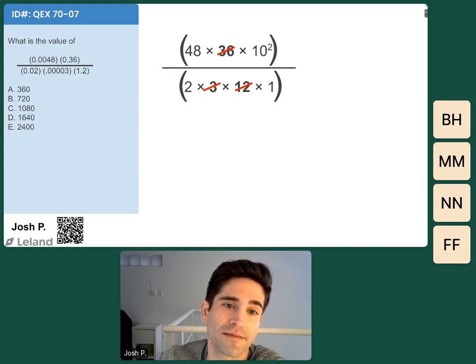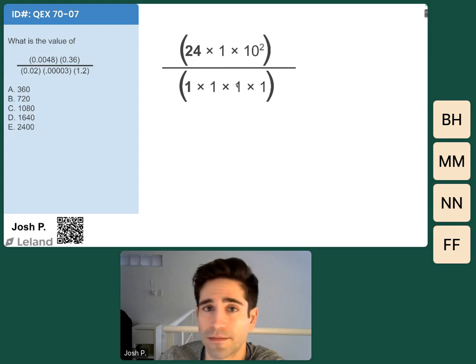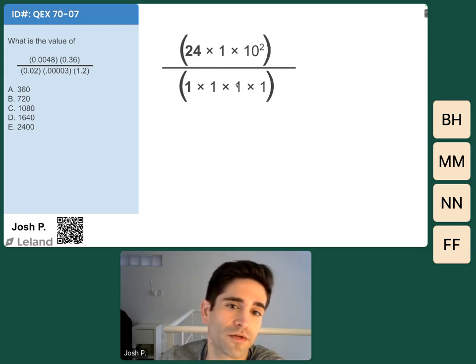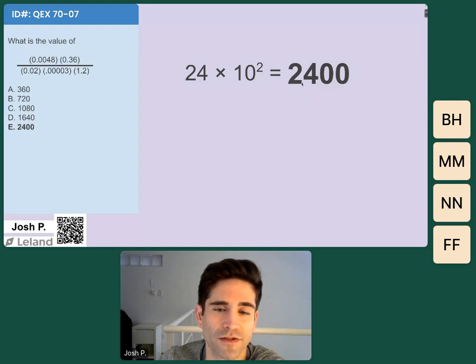Now the 3 times 12 on bottom cancels out the 36 on top. And when we divide 48 by 2, we have 24. So essentially, our denominator is completely canceled out. It's equal to 1. And on top, we have 24 times 10 squared, which gives us 2,400, and E is our answer.